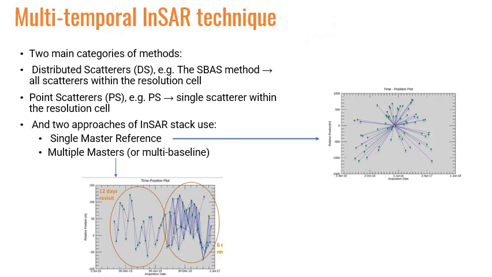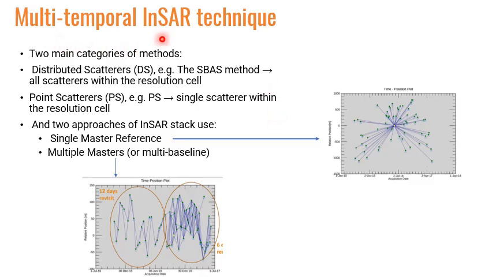I have just talked about the creation of an interferogram for one pair of images. One pair of images means only two images acquired at different times, the first and the second. But in that case, there is something we cannot remove. The atmospheric phase is very, very difficult to remove in the case of only one pair of images. So that's why another method was created, called the multi-temporal InSAR technique.